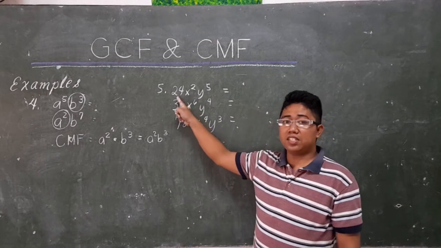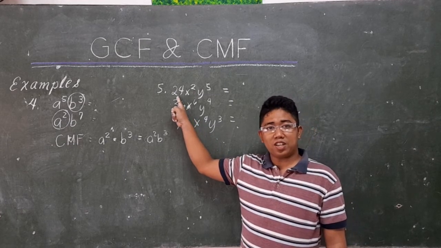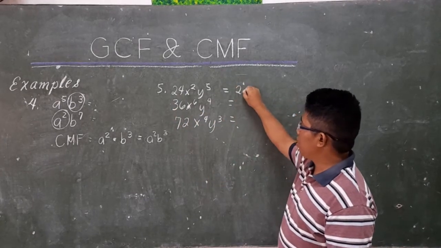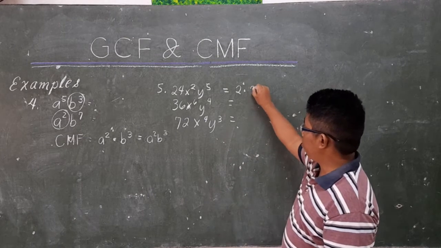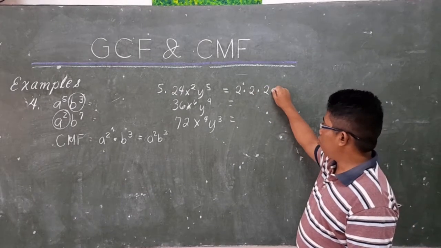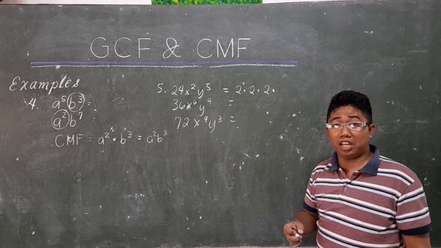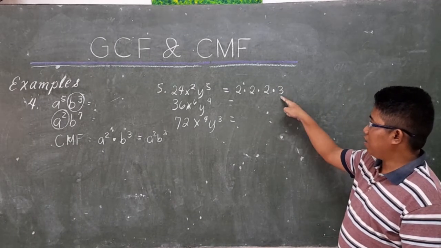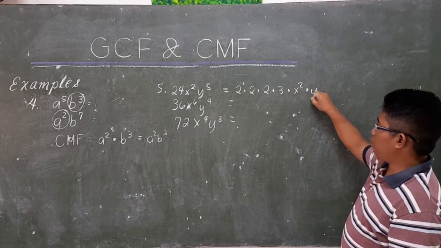Since 24 is the numerical coefficient, we are looking for the possible factors. 24 can be divided by 2, which is 12, so it is also 2. 12 divided by 2 is also 6, divisible by 2. 6 divided by 2 is 3, also divided by 2. 3 divided by 2 cannot be, so proceed to the next prime number, 3. 3 divided by 3 is equal to 1. So that is 2 times 2 times 2 times 3. We add x squared and y to the 5th power to the prime factors.